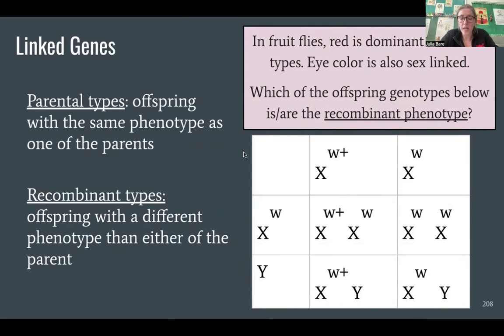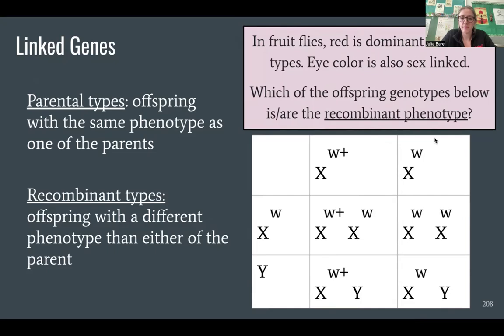In fruit flies, red is dominant to mutant types. Eye color is also sex-linked. So which of the offspring genotypes below is or are, if there are multiple, the recombinant phenotype? So looking at this Punnett square, the plus symbol indicates that it is the wild type. Okay, it is the red wild type. If it doesn't have the plus symbol, that means it is the mutant type. So see if you can answer this question. Which of these would be the recombinant phenotype?